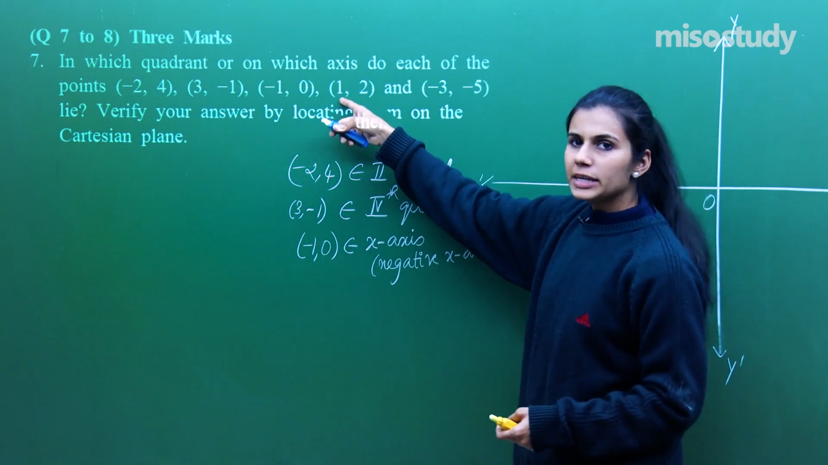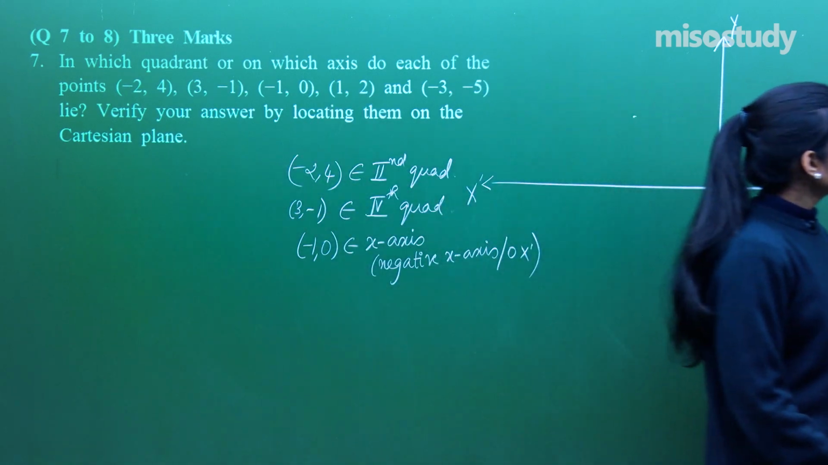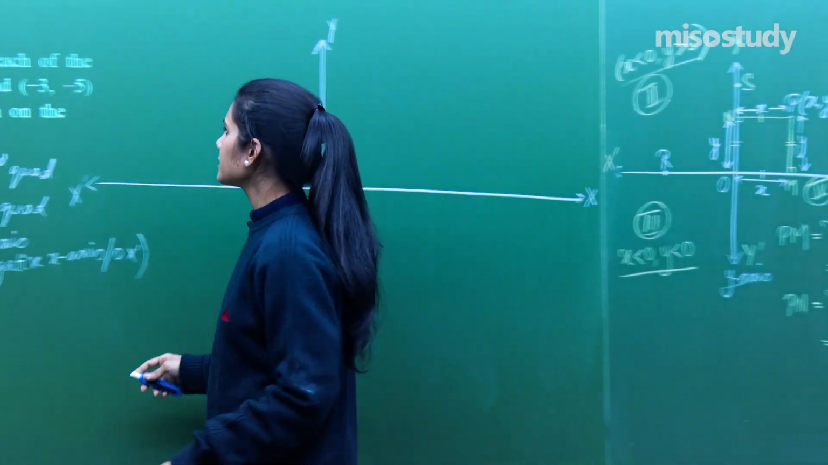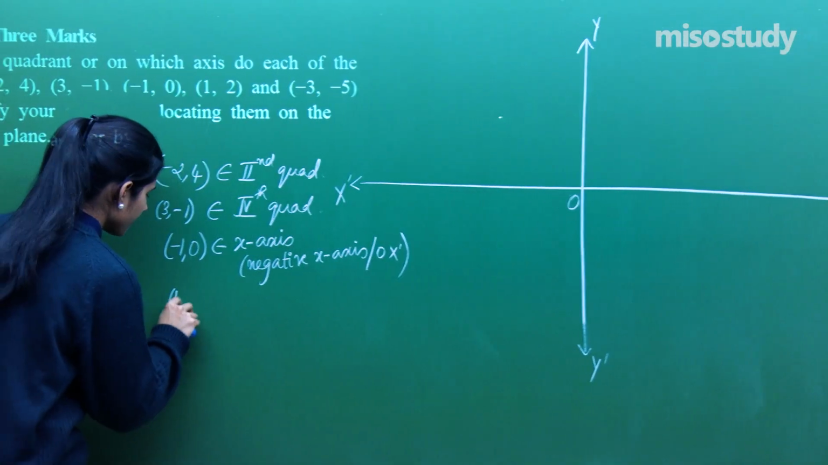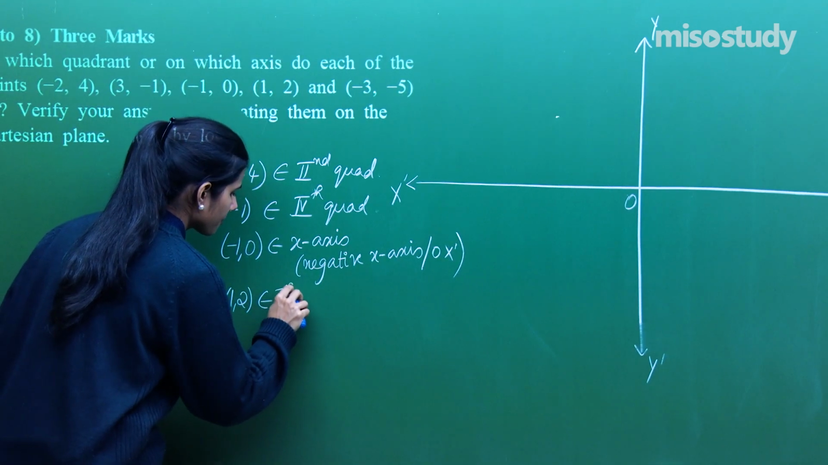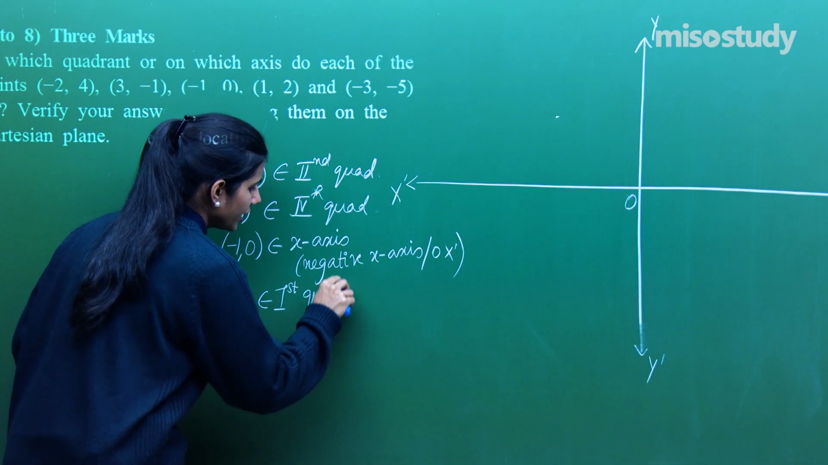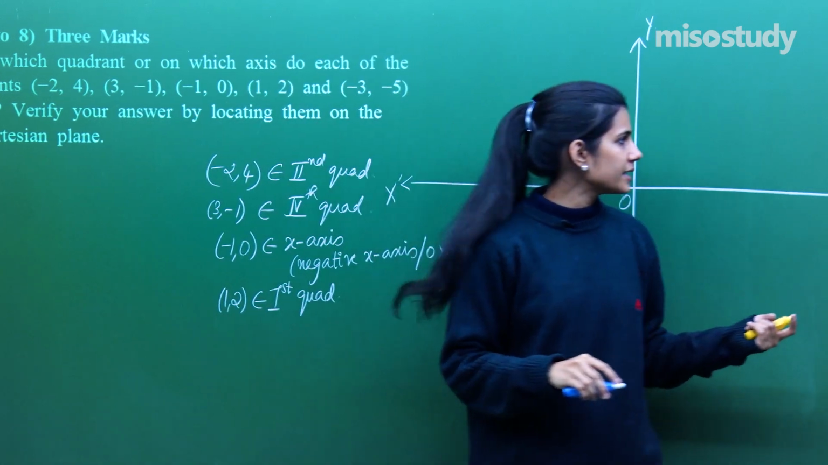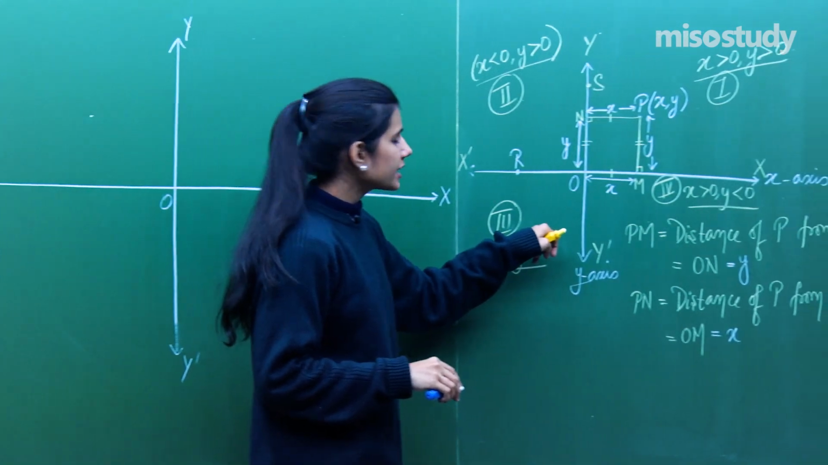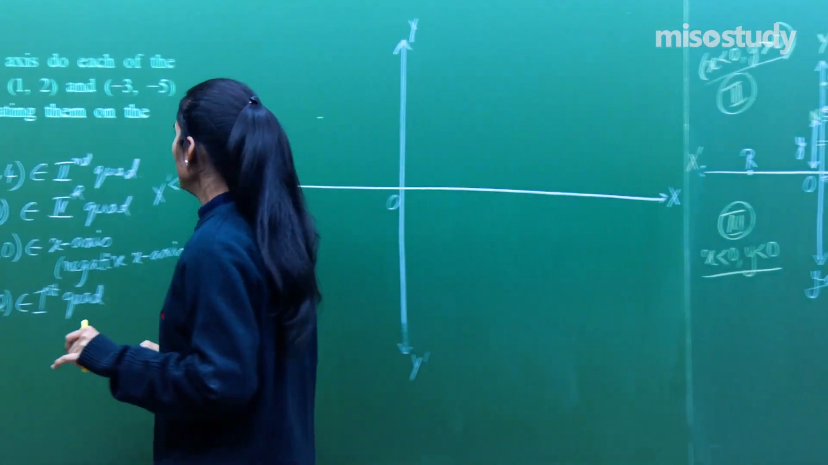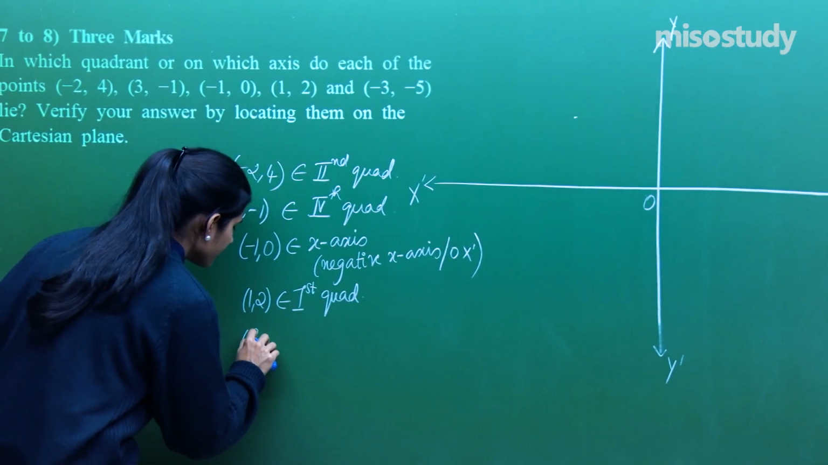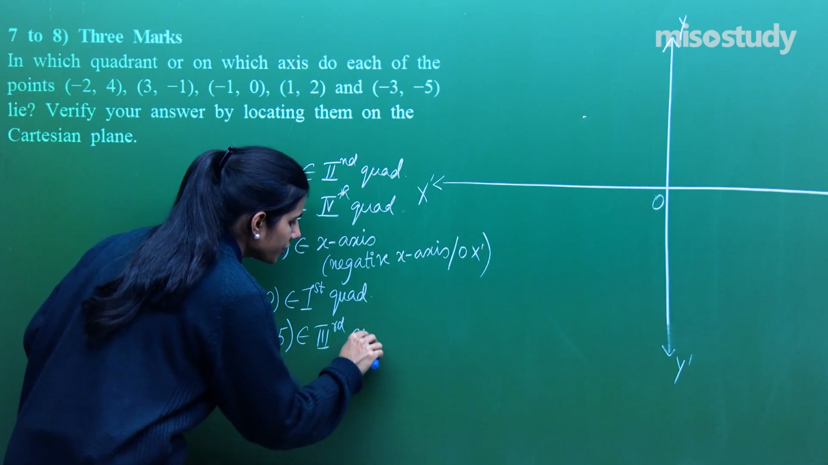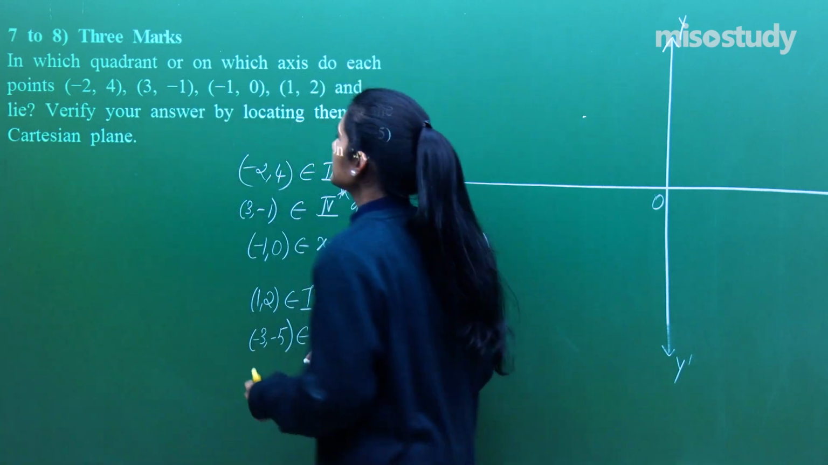(1, 2), x coordinate positive, y coordinate positive. Both the coordinates are positive, that means the point is lying in the first quadrant. So the point (1, 2) lies in the first quadrant. Okay. Then you have (-3, -5), x coordinate negative, y coordinate negative, point is lying in the third quadrant. So (-3, -5) belongs to the third quadrant. Is it clear?